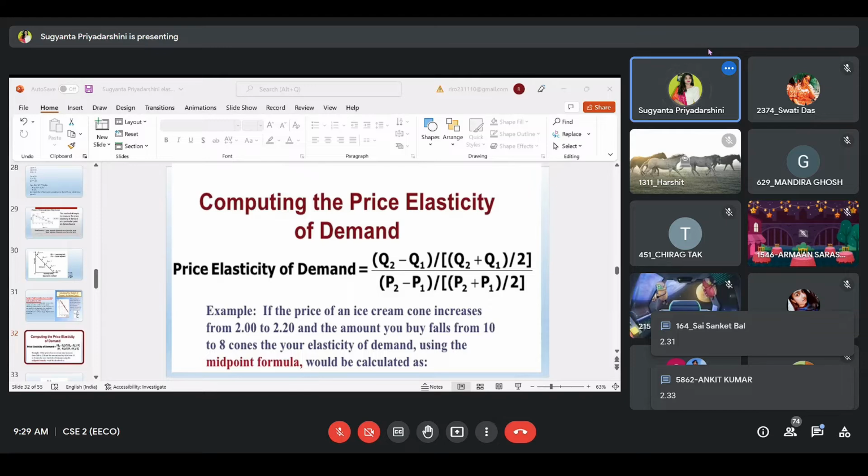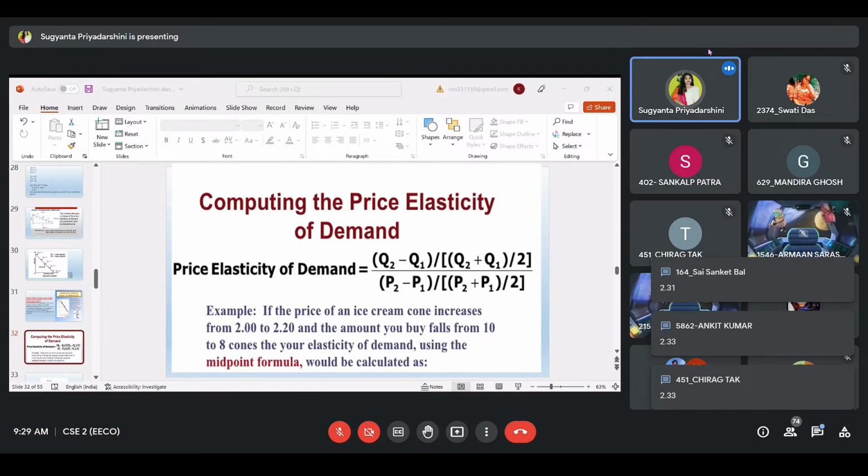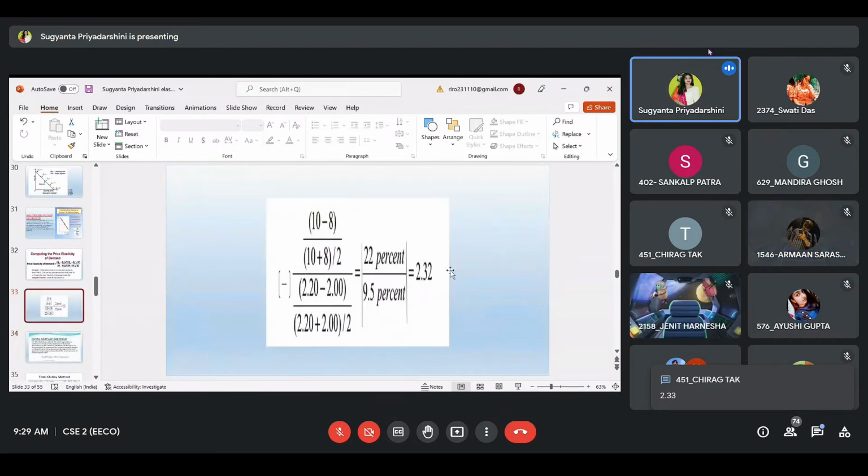Okay, very good. Let me show you the answer then. Most of you have got the answer. So here the value, whatever you get, you have to put it in mod so that you will get a positive answer at the end. Okay, is it clear to everyone?